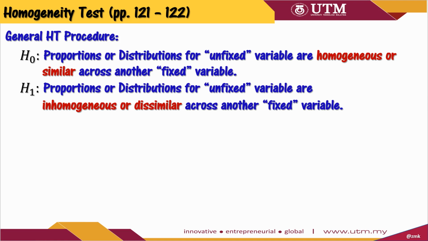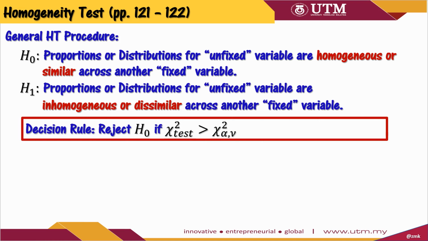We will use a chi-squared test statistic in this homogeneity test. Therefore, the decision rule is to reject the null hypothesis H0 if the chi-squared test statistic is greater than the right-sided chi-squared critical value at the whole alpha value, where alpha is the level of significance, and the degrees of freedom nu. Since we tabulate the data in an R by C contingency table, the degrees of freedom nu is R minus 1 times C minus 1, which is the same as the degrees of freedom that we had in the independence test.